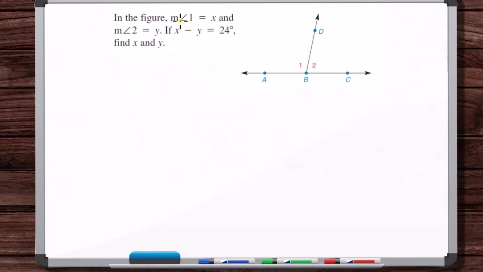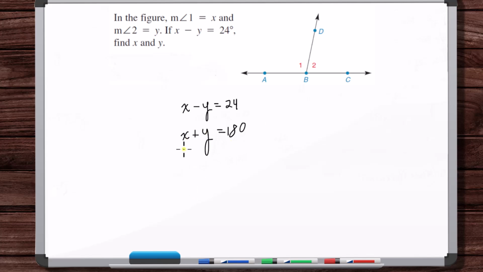In the figure, the measure of angle 1 is equal to x, and the measure of angle 2 is equal to y. If x minus y is equal to 24 degrees, find x and y. So the key here is that they tell us that x minus y is equal to 24, and that's corresponding to the measure of angle 1 and angle 2. So how can we solve for x and y? Well, we need another relation between x and y, and what we know is that angle ABC is a straight angle. So we know that x plus y is going to be equal to 180.